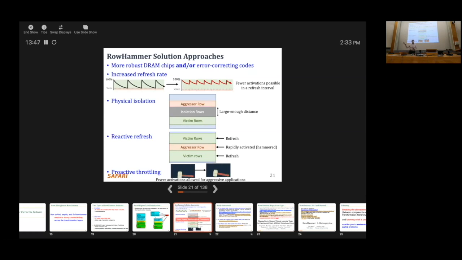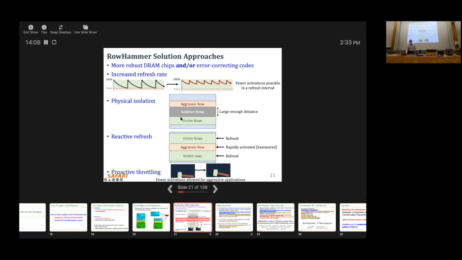Remember, we talked about Hamming, right? Hamming distance. You can use the concept of Hamming distance, for example, to build error correcting codes. You can increase the refresh rate, as we discussed. You can put in physical isolation. I mentioned this. You may have an aggressor row. You can think of every row as an aggressor row and always isolate. Put some distance between rows that you allocate in memory.